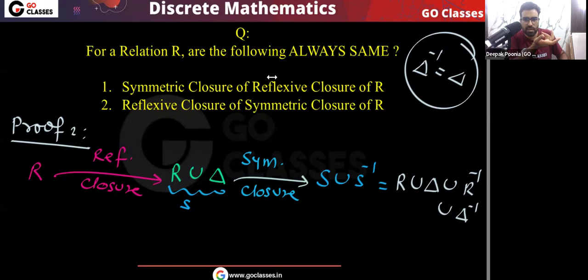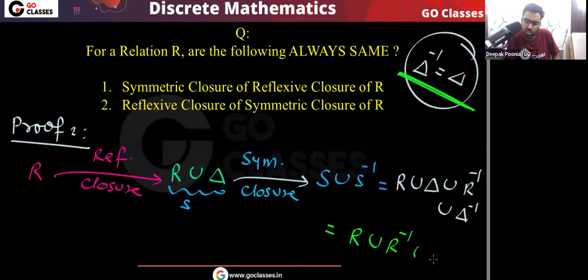Okay, you will find this proof interesting too, because we are using the concepts here. For relation R, first you find the reflexive closure, and you get R union delta. Let's call it S. Then you find the symmetric closure, that will be S union S inverse, so R union delta union R inverse union delta inverse. Delta inverse is the same as delta, and delta union delta is the same as delta.